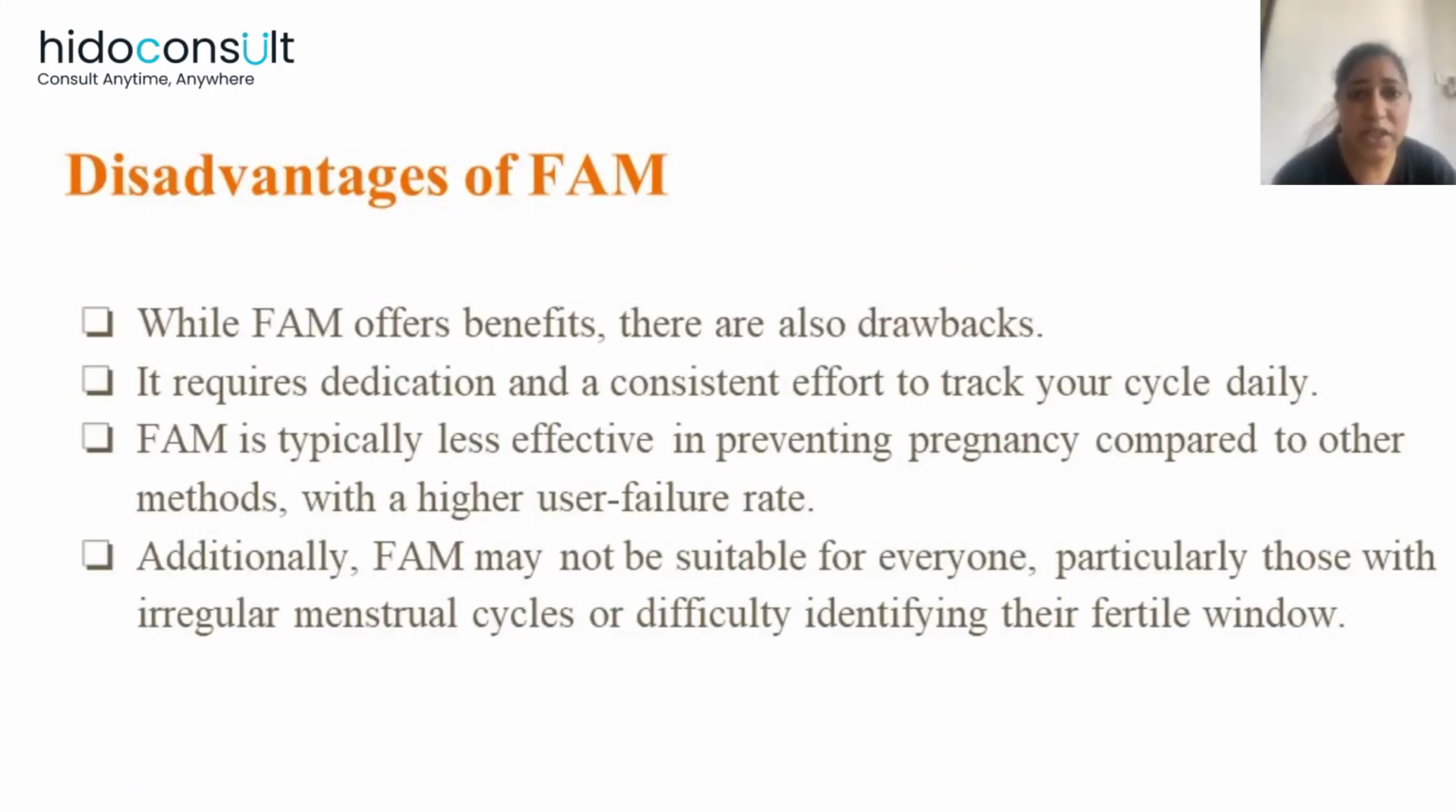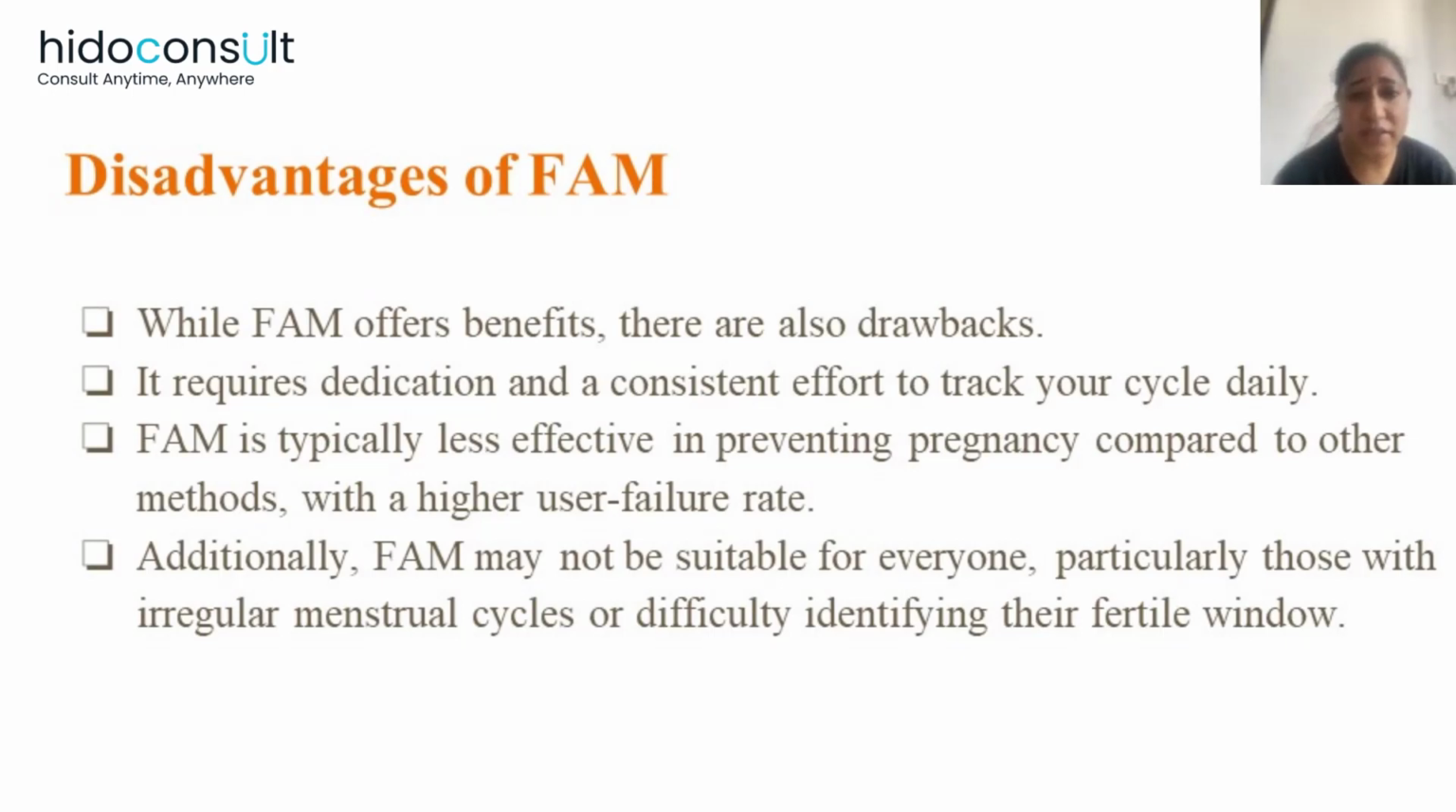Now, FAM offers several advantages. It's a natural approach to contraception, free from hormones or any device. Simply by tracking your cycle, you gain valuable insight about your fertility pattern. FAM can be used either to prevent pregnancy by avoiding sex during fertile days or to plan a pregnancy by identifying your ovulation for conceiving.